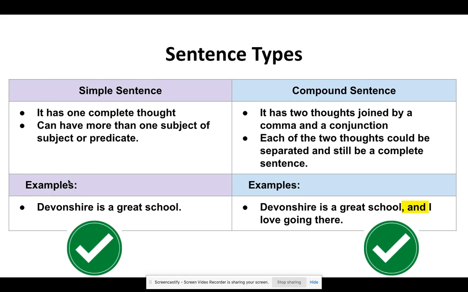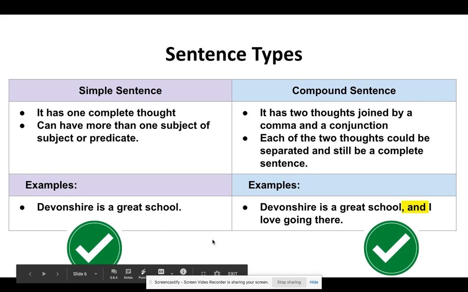Okay, so Devonshire is a great school. That's a simple sentence. Here's why. It's just one complete thought, and there's no second thought here. It's just Devonshire is a great school. It can stand on its own. It's not a fragment, but no second thought is introduced here.